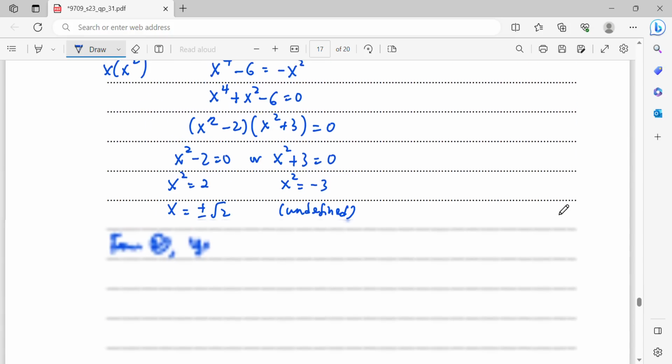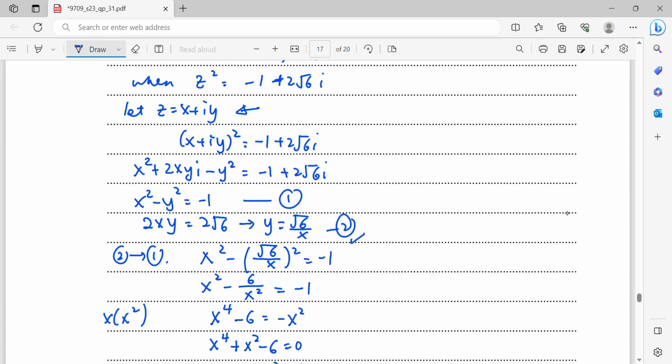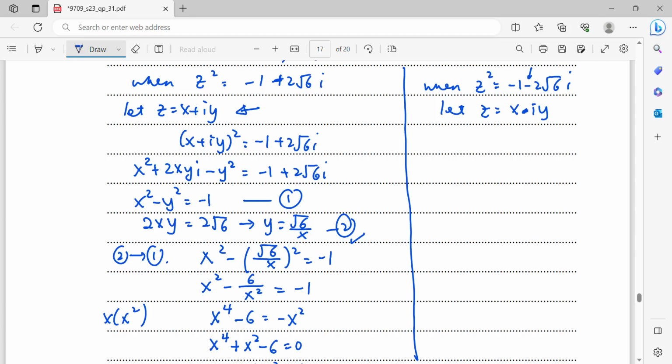Okay, so what to do is I will just do side by side here, because they are almost the same as the previous working. So when z squared is negative 1 minus 2 root 6i, I let z be x minus iy. Okay, why do I choose minus? Because here the imaginary part is minus, so I will just follow. Alright, so then it will be the same. Just repeat all these steps.